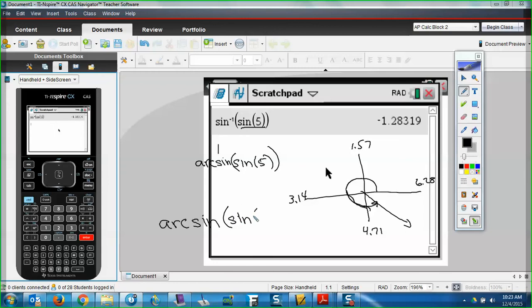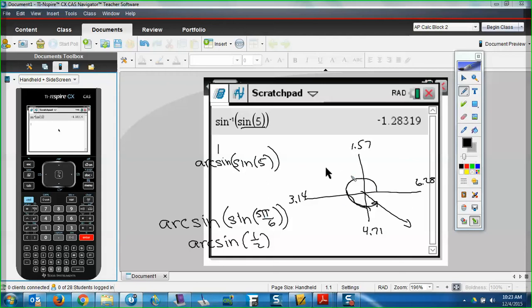Let's do one where we know the answer. Pi over 6. Well, what's sine of pi over 6? 1/2. And the arcsine of 1/2 is pi over 6. So the arcsine of the sine of pi over 6 was pi over 6. They cancel each other out. But then we did this. We made that 5 pi over 6. What's the sine of 5 pi over 6?